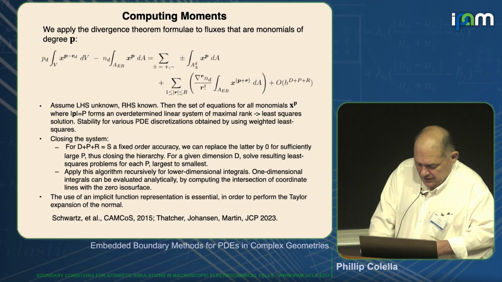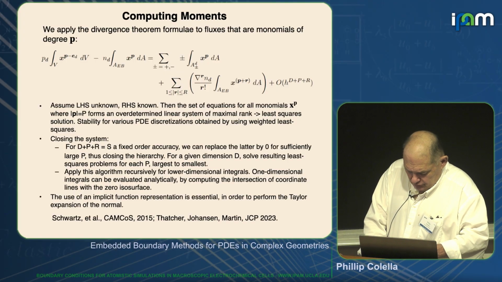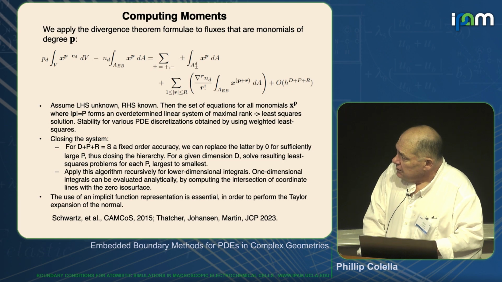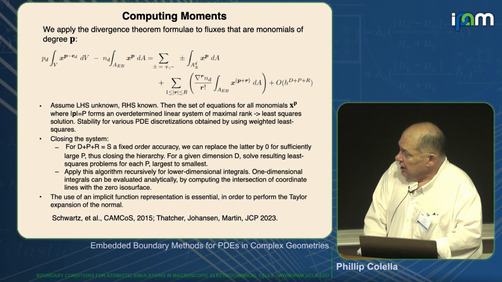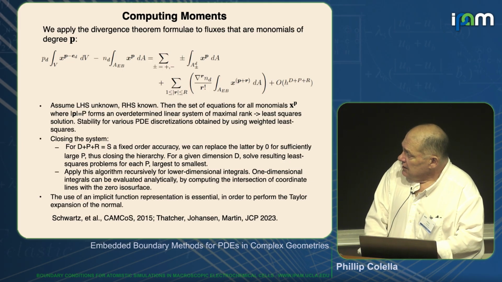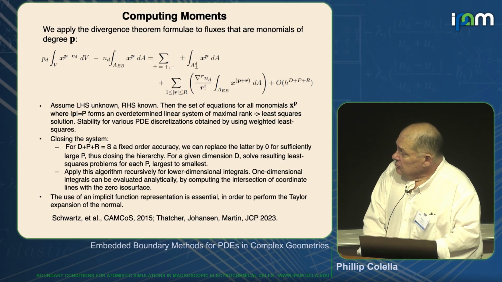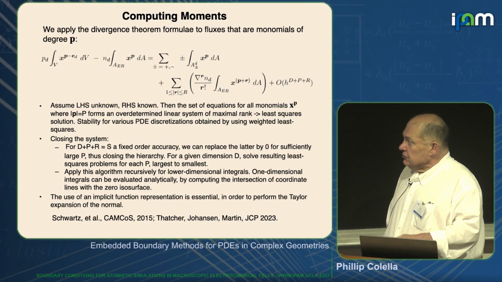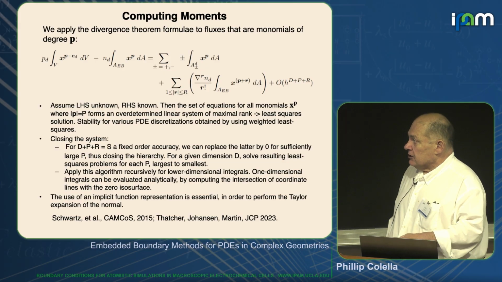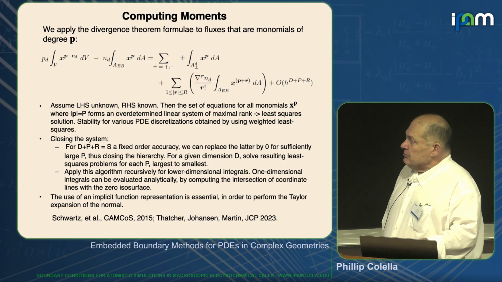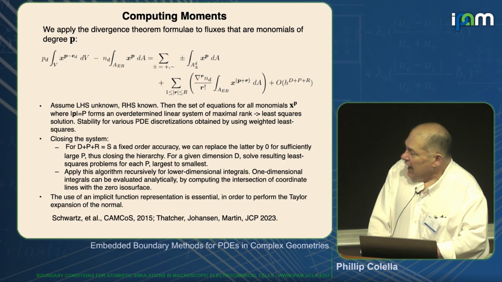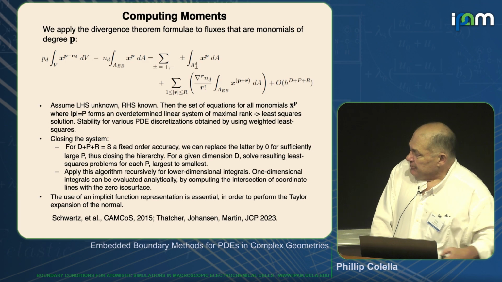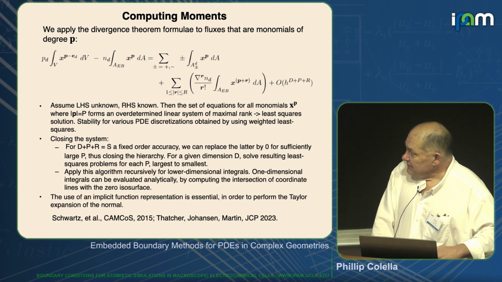So I have moments over my whole control volume of a monomial, minus moments over my embedded boundary, is equal to moments over the surfaces, the flat surfaces one dimension lower, and higher moments over the embedded boundary for the normals.